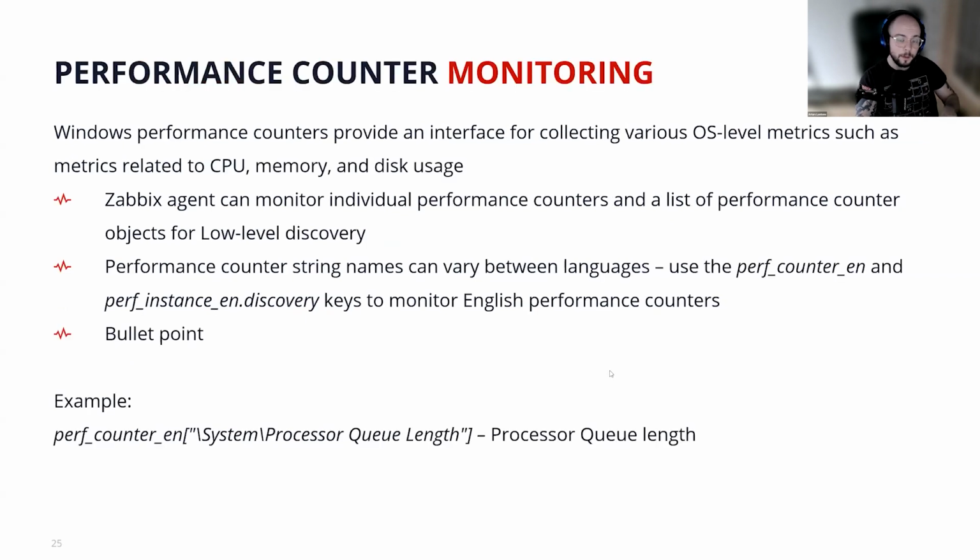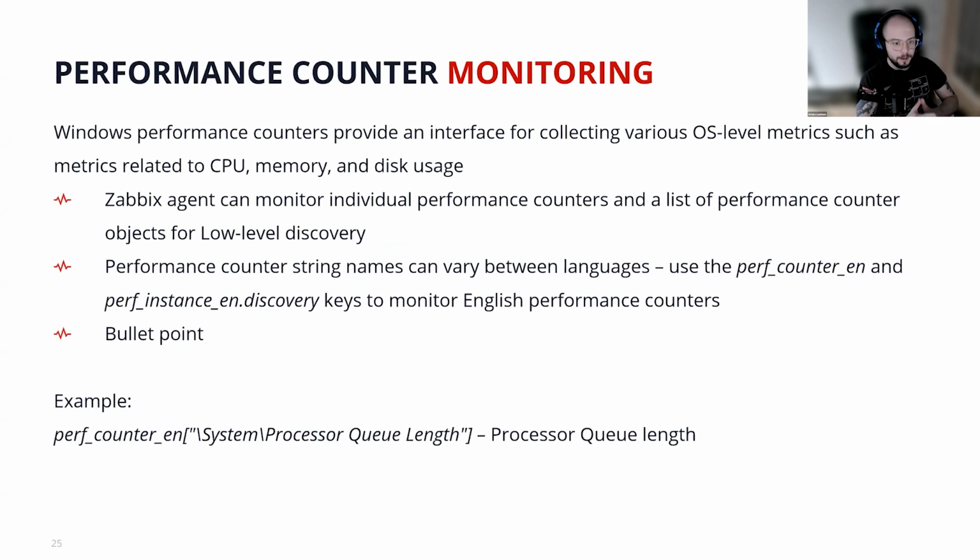And similarly, we can also monitor performance counters. Performance counters provide an interface for collecting OS level metrics, general metrics such as CPU, memory, disk usage statistics. And we can monitor with Zabbix agent individual performance counters and a list of performance counter objects for low-level discovery. And once again, we obtain multiple performance counters and then discover entities from what we obtained and monitor them.